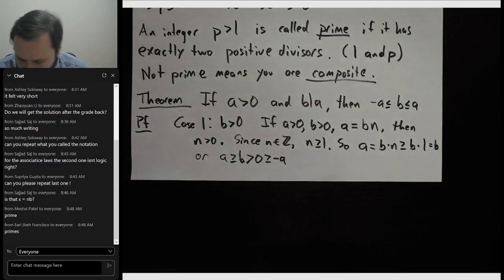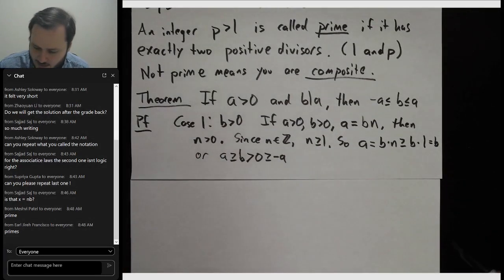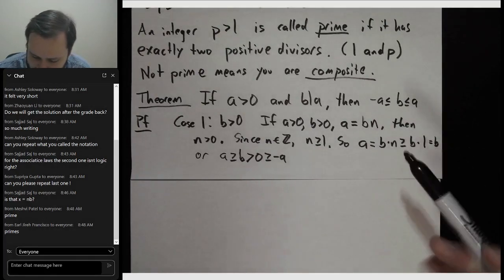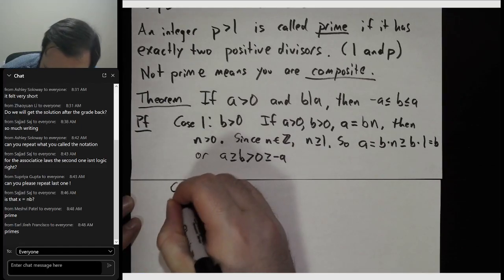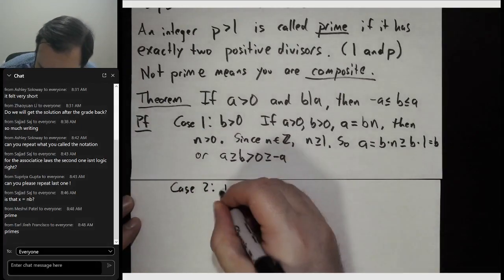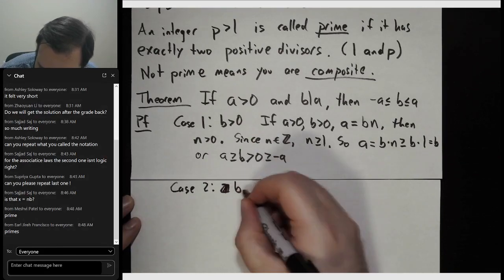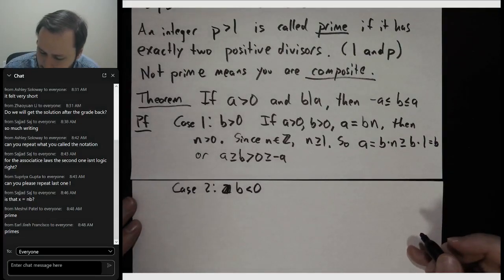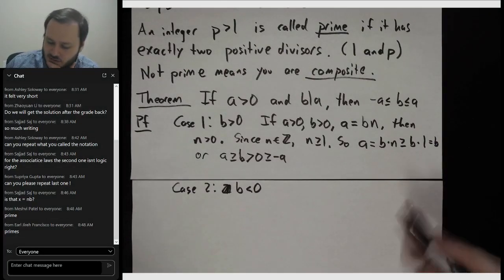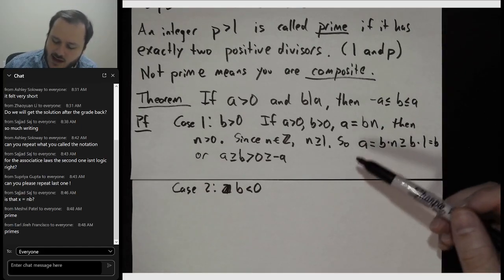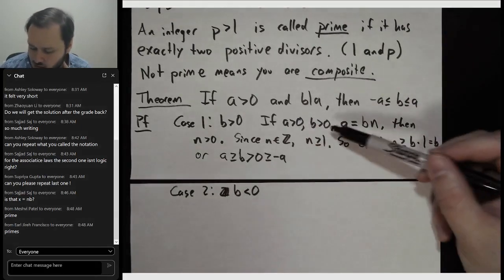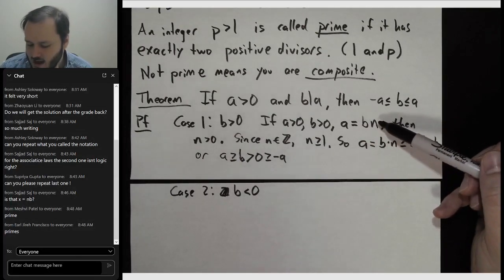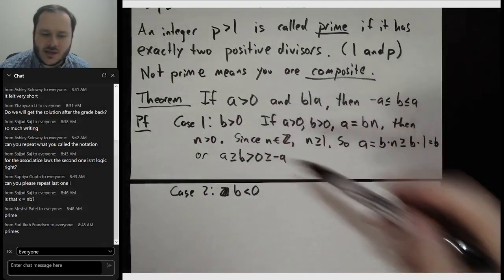Okay, but that only works if b is positive. If b was negative, then n would also be negative. So let's look at that separately in case 2, which is b is less than 0. Now, we could write something very similar. We could say if a is greater than 0, b is less than 0, so a is b times n, n must also be negative, right? You can repeat your same argument.